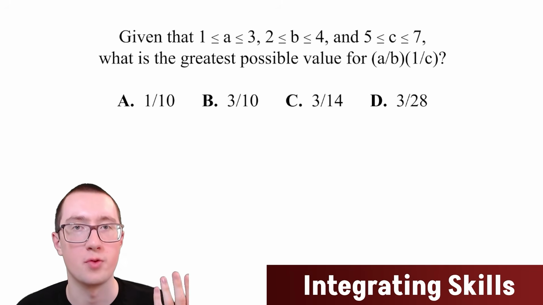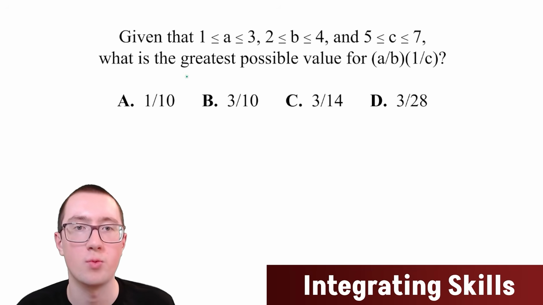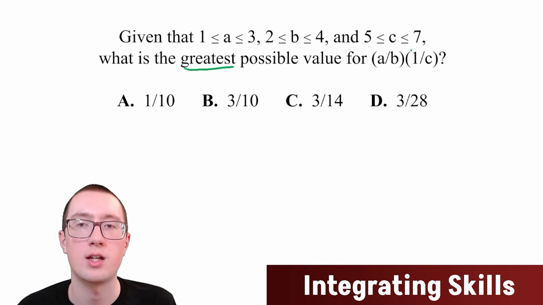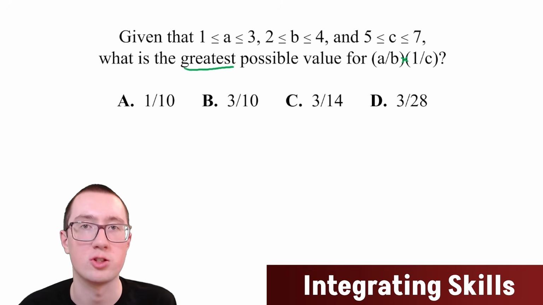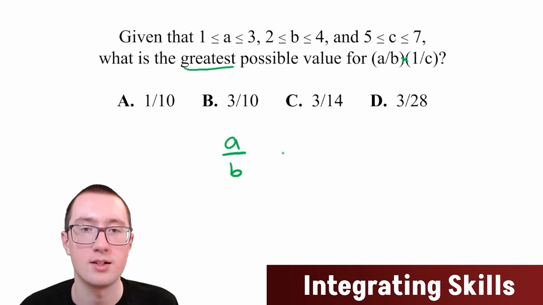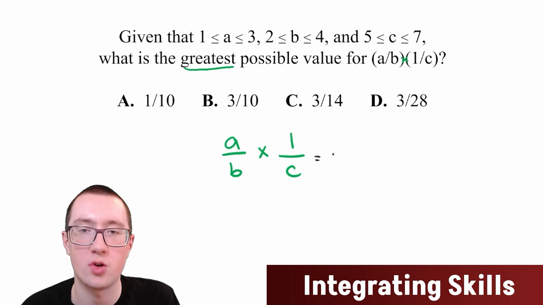So this is an example of a weird problem, right? It says that given that 1 is less than or equal to, I don't know what's going on, what is the greatest possible value? That's the important word here. The greatest value for A over B times 1 over C. This is multiplication because there's no sign in between. So I'm just going to write these fractions out because I think it'll be easier to see this way. We have A over B times 1 over C. And you'll notice that when we multiply fractions, we just multiply the tops and the bottoms. So this is eventually going to become one big fraction: A times 1 over B times C.